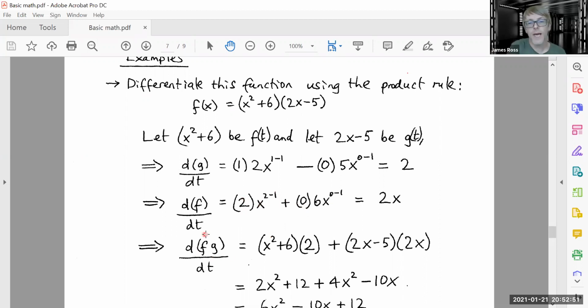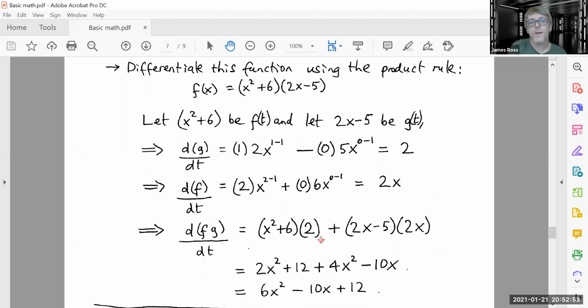So writing the whole thing out now, using our sum rule, we're now going to use the full product rule. So let's ignore the first term, x squared plus 6. We write just x squared plus 6, and then we write the derivative of the second term, which is this coefficient 2. And then we ignore the second term, which is 2x minus 5, and we multiply it by the derivative of the first term, which is 2x.